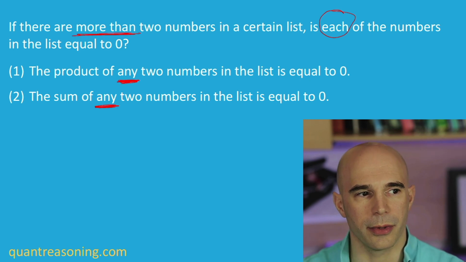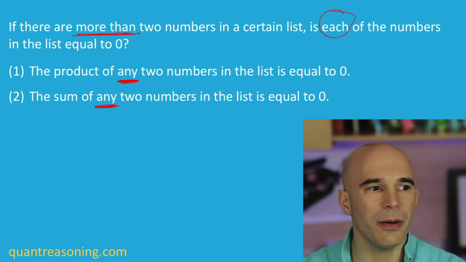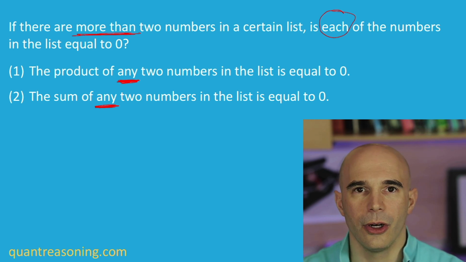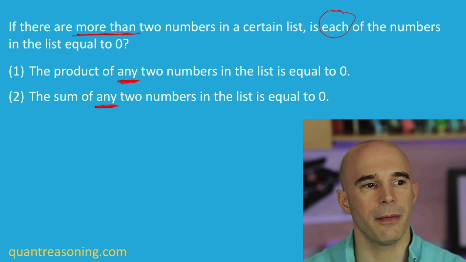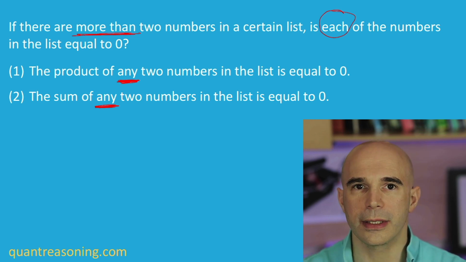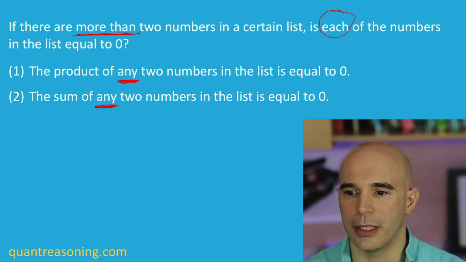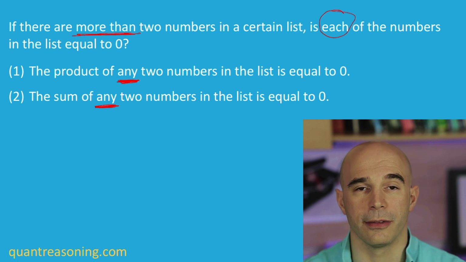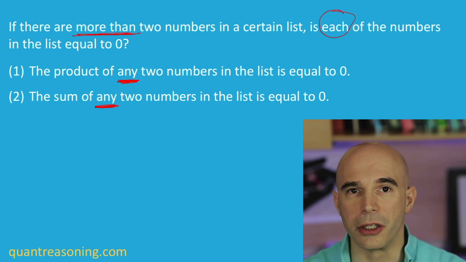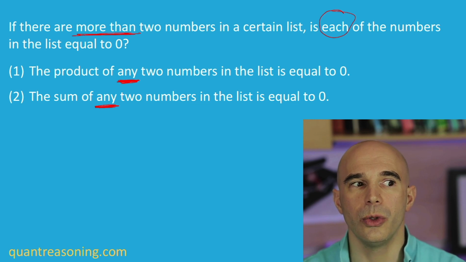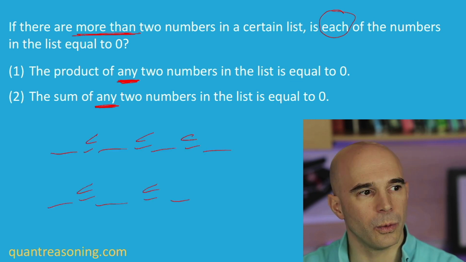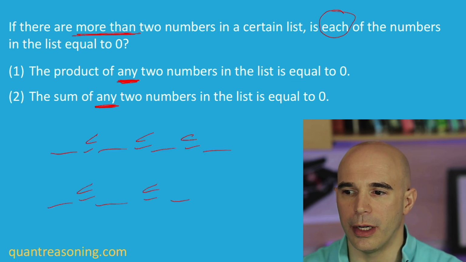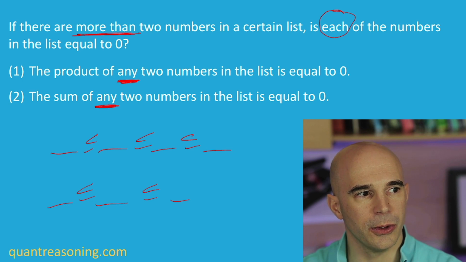So there are more than 2 numbers, and any combination of 2 numbers out of the list. Regardless of which 2 numbers we choose from the list, we're always going to get a sum of 0 in the case of statement 2, or we're always going to get a product of 0 in the case of statement 1, regardless of which 2 numbers we choose from the list. Any 2 numbers. What can we infer from statement 1 with regards to what they're interested in?